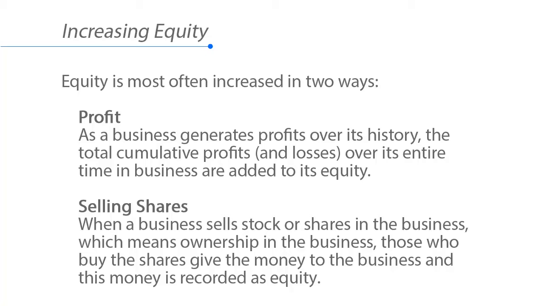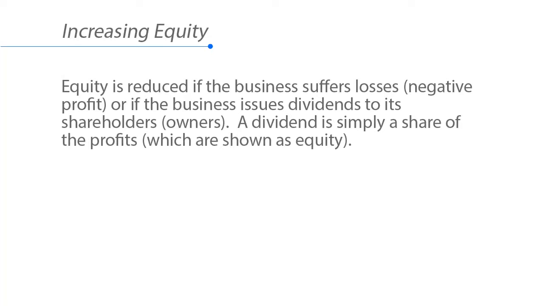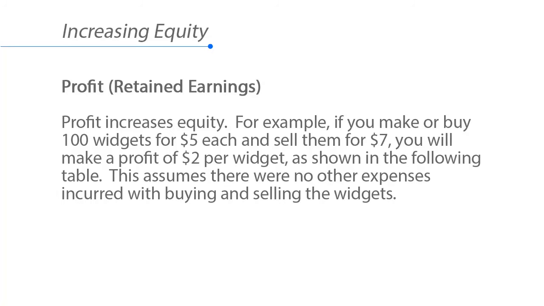Selling shares. When a business sells stock or shares in the business, which means ownership in the business, those who buy the shares give the money to the business, and this money is recorded as equity. Equity is reduced if the business suffers losses, which are negative profit, or if the business issues dividends to its shareholders, its owners. A dividend is simply a share of the profits, which are shown as equity.